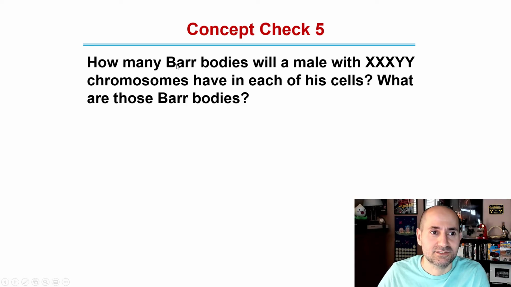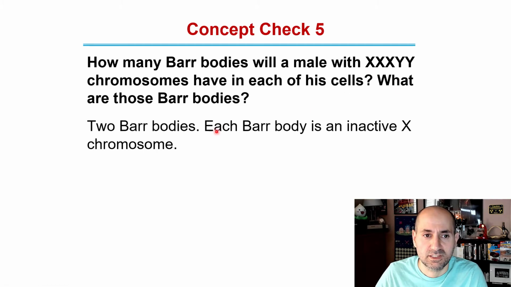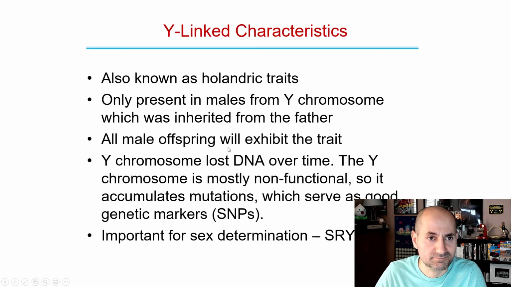So here's concept check time. How many Barr bodies will a male with XXXYY, so Klinefelter with 2 extra X's and an extra Y chromosome, have in each of his cells? Okay, so you're going to have 2 Barr bodies. Each Barr body is an inactive X chromosome. Y chromosomes do not need to inactivate themselves because they don't have a lot of genetic information. There's the SRY gene mainly, and the Y chromosome does not need to be inactivated.